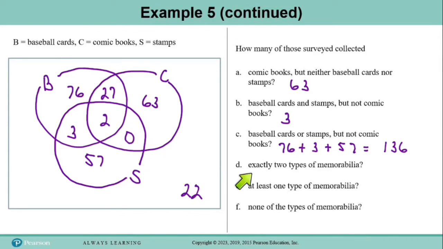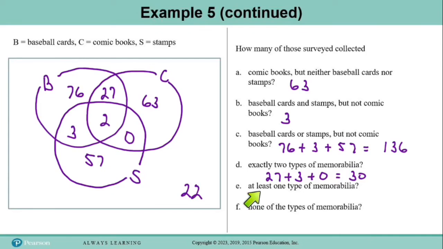Okay, part D says how many collect exactly 2 types of memorabilia. So for that question, we want to get the people who are in these overlapping areas, but not the people who are in this place where all 3 categories overlap. So that would be the 3 plus the 27, and of course there are none in this area. So 27 plus 3 plus 0 gives us a total of 30 people who collect exactly 2 types of memorabilia.